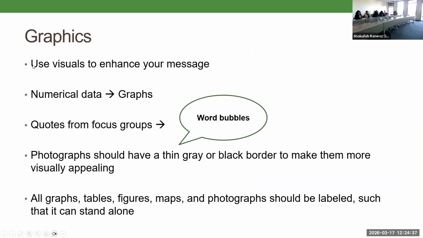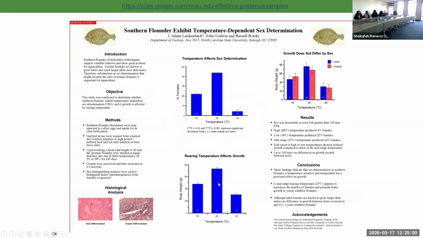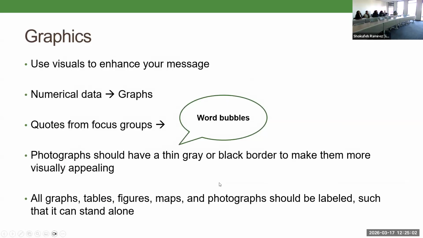So visuals, use visuals to enhance your message. If you have numerical data, turn it into a graph. If you have quotes from focus groups, use word bubbles. Again, use a border around photographs, and then all graphs, tables, figures, maps, and photographs should be labeled so that they can stand alone. So any questions right now?